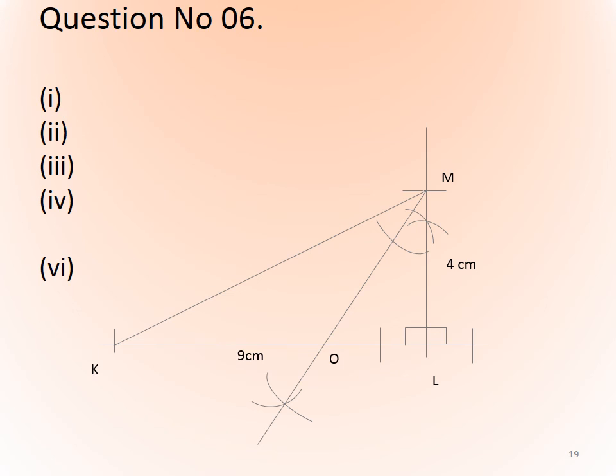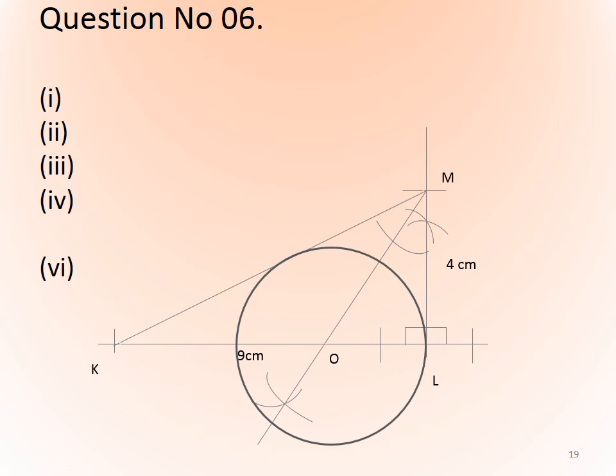This is the point O. Construct a circle taking O as the center and OL as the radius. Now, what is the center? The center is O. Then take the compass and keep on top of the point O and take the radius and draw this circle.